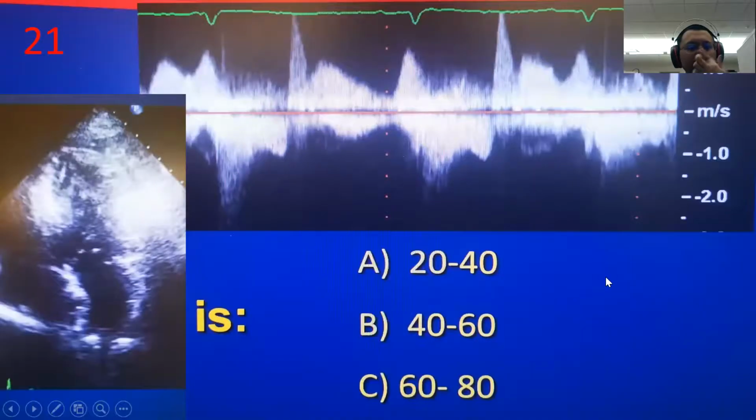Now, if I show you this echocardiogram and this Doppler, this is actually the mitral inflow across from the mitral valve to the left ventricle. What do you think is the ejection fraction of this heart? Is it between 20 to 40%? Is it between 40 to 60%? Or is it between 60 to 80%? The flow is across the mitral valve. Mitral valve, yes.